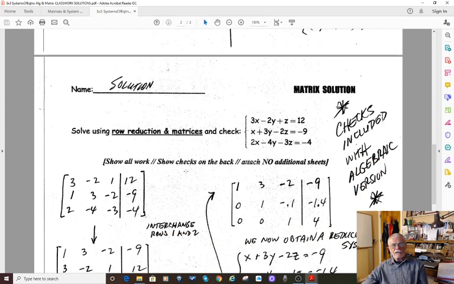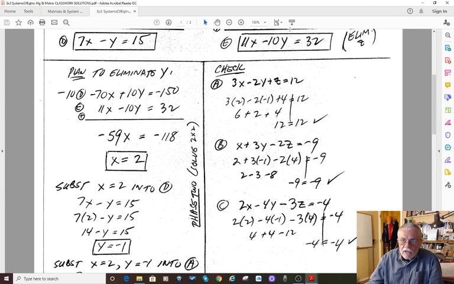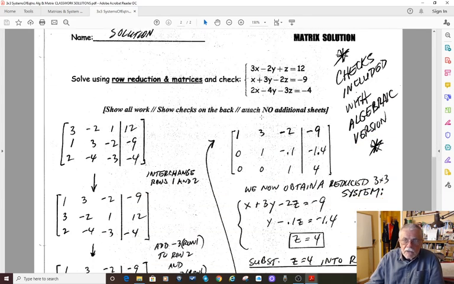And now we're going to use matrix. Now look at the instructions. Solve using row reduction and matrices and check. Well, I'm not going to do a check because it's the same problem. It's the same answer I did over here with a check. So I'm not going to check it.